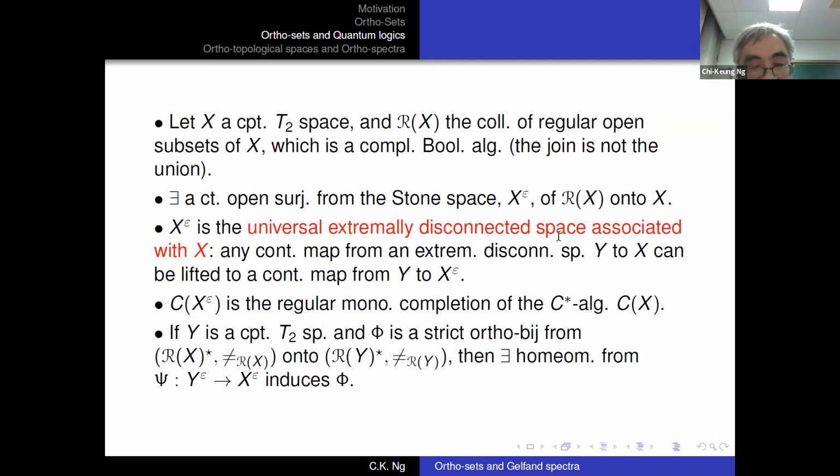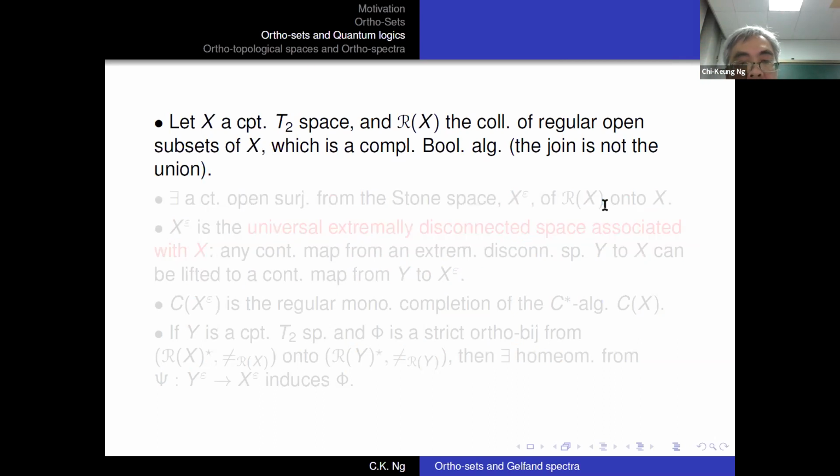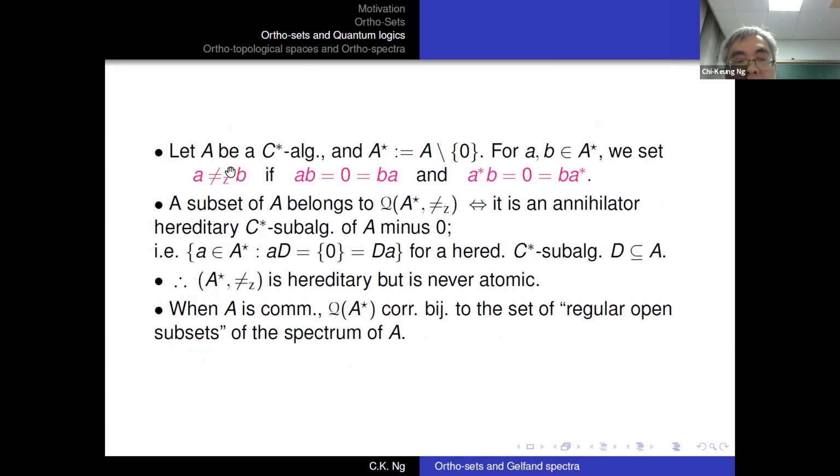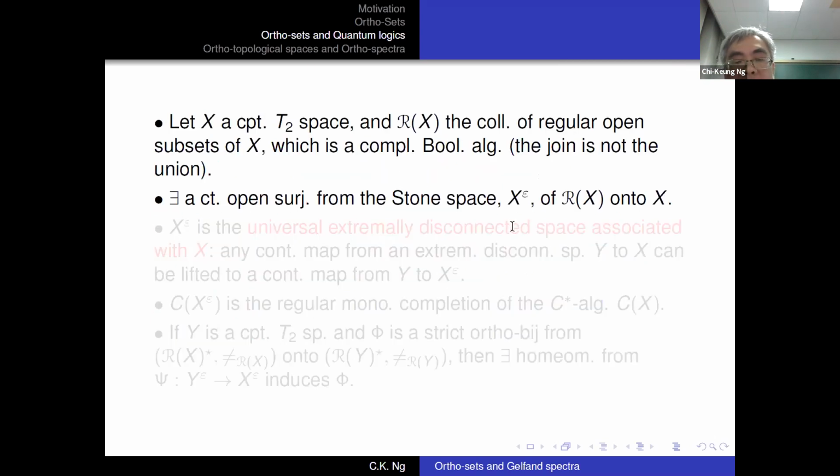So if we have another compact Hausdorff space and we have a strip of a bijection between this Boolean algebra, what we get will be a homeomorphism of this extremely disconnected cover or lifting of X. So this tells us that if we start with a commutative C* algebra, and if we start with this relation, then at least we get something.